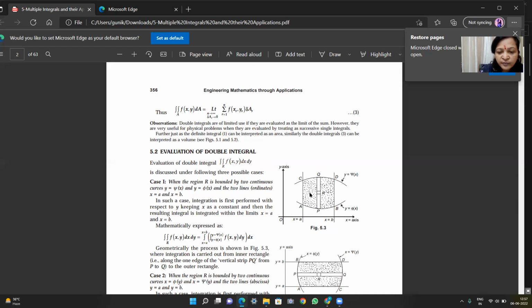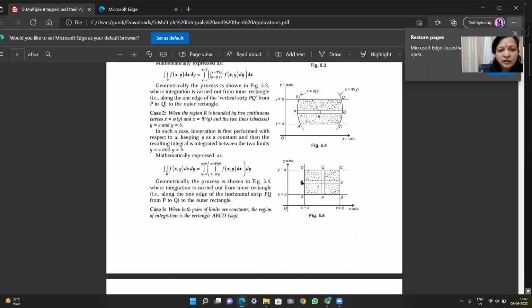Similarly, if we have this case when x is a function of y, it means the region is bounded by two continuous curves, x equal to phi y and x equal to psi y, and the two lines y equal to a and y equal to b. In this case, we have this type of picture. This is x equal to phi y and this is x equal to psi y. And we have to obtain the area bounded by ABCD.